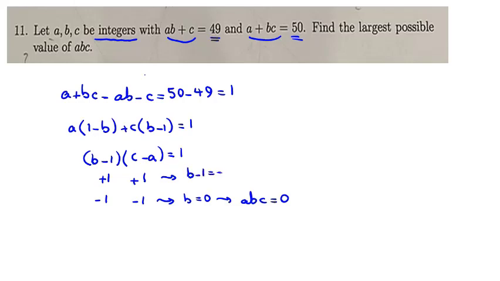B minus 1 is positive 1, so B equals 2, because we want to find the largest possible value of ABC. For the case of 0, the product is 0, and for the second one we find a large positive number. So B is 2, and C minus A is 1. Also, if you use this equation, A plus BC, with B equal to 2, we have A plus 2C is 50.